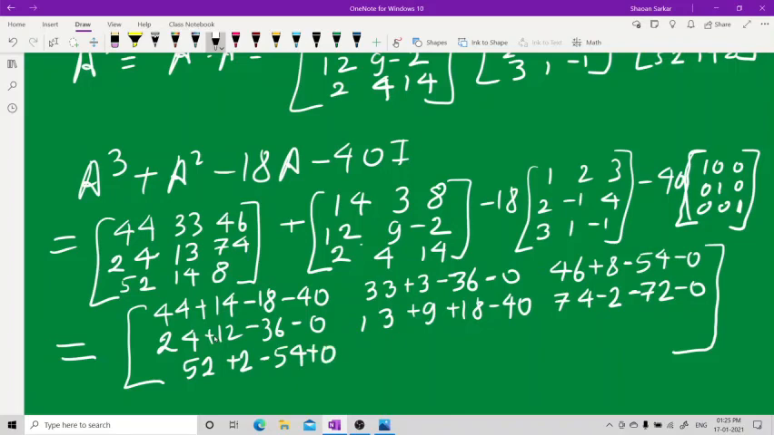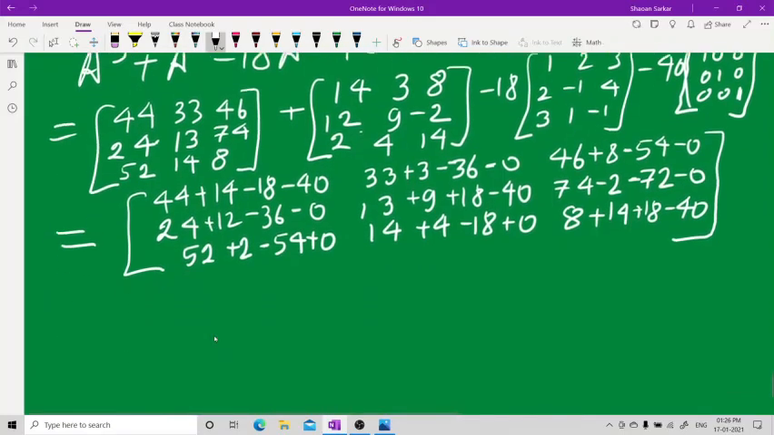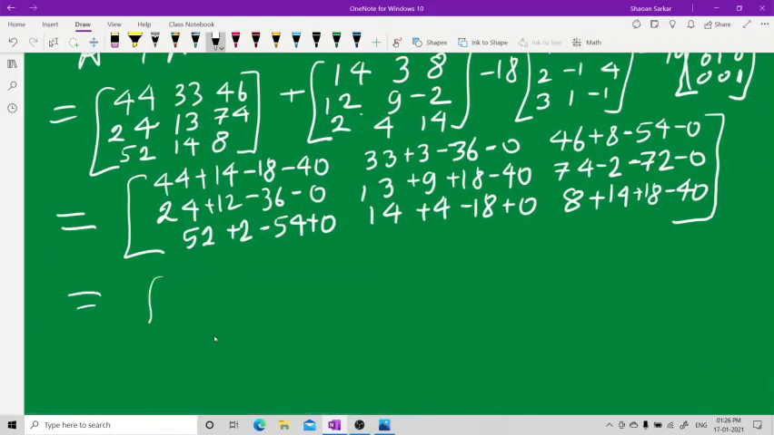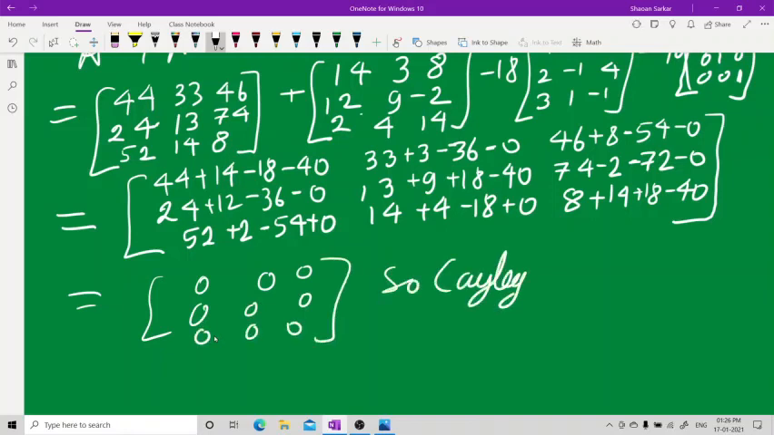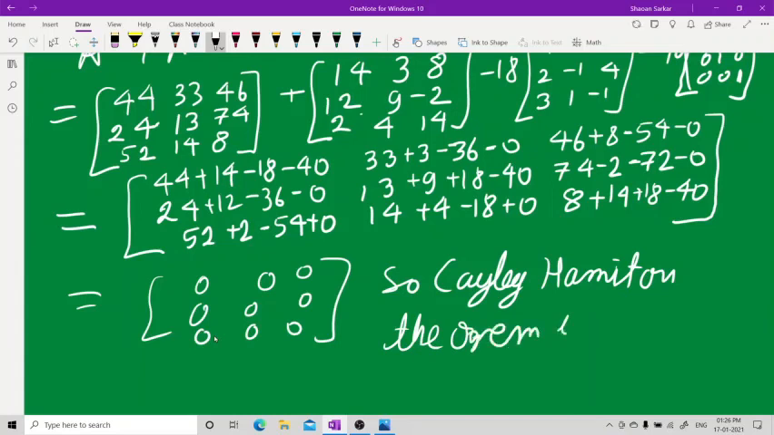Then you have 14 plus 4 minus 18 plus 0. Then you have 8 plus 14 plus 18 minus 40. So if you do the calculation, which you can of course do, you can add and subtract. What you will get is 0, 0, 0, 0, 0, 0, 0, 0, 0. So Cayley-Hamilton theorem is verified.